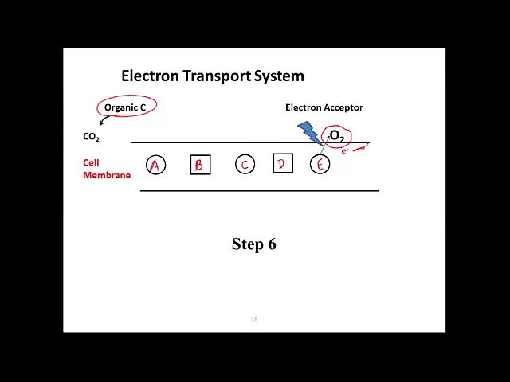Yeah. Just a question. I mean, are these A, B, C, D, and E somehow preparing the electrons so they can be accepted by the oxygen, otherwise they wouldn't be? Or why all those steps before they get taken up by the oxygen?